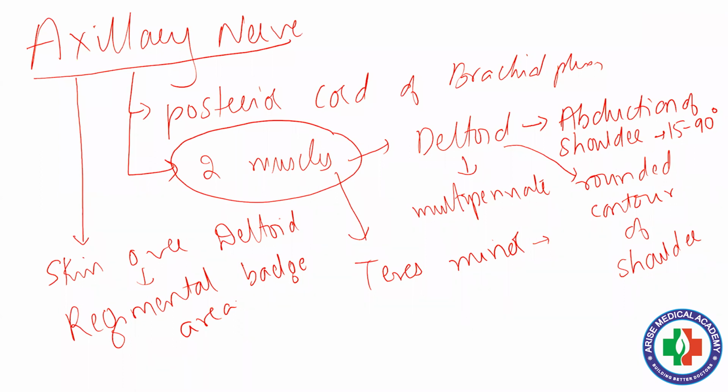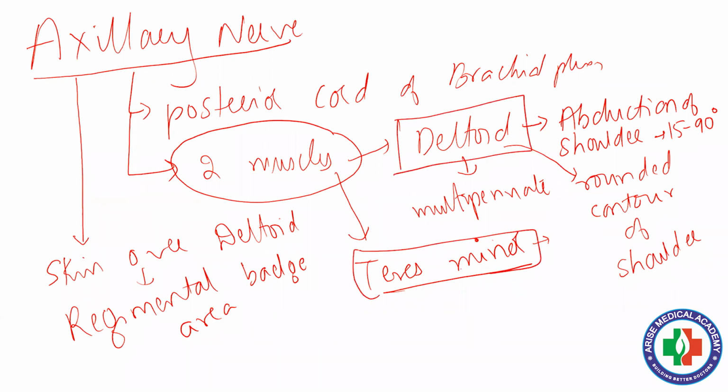Once again, only two things to understand. Two muscles: deltoid and teres minor. Very simple. Teres major is different. Teres major is supplied by the lower subscapular nerve. Teres minor is supplied by the axillary nerve. Please differentiate them. Deltoid and teres minor are supplied by what? Axillary nerve. The skin over the deltoid as well as the deltoid muscle are supplied by the axillary nerve.